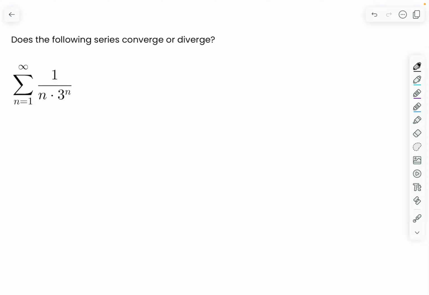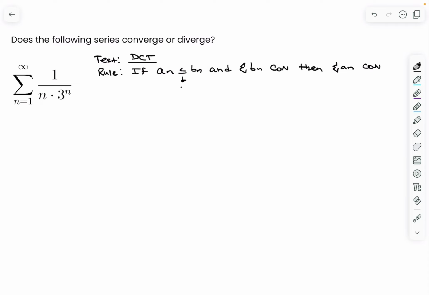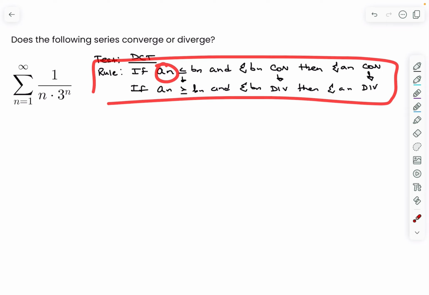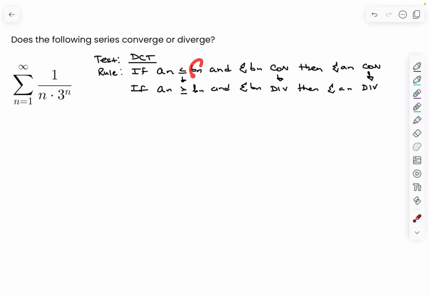I always write the rule for whatever test I'm using. If you haven't watched the video I made before this, which shows you how to not memorize the rule and just derive it, go ahead and do that. But this is the rule. If the sequence A of n is less than or equal to B of n, and the series B of n converges, then the series A of n will also have to converge as well. And then you just take the opposite signs here. Remember, these rules take into account that A of n is always your given sequence, and B of n is the one that you will have to come up with, and I'll show you what I mean in a second.